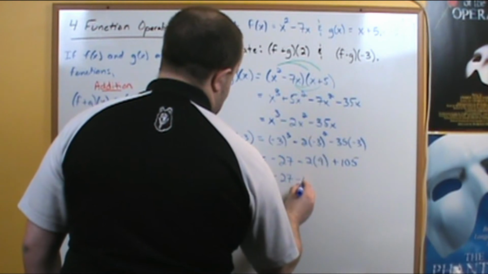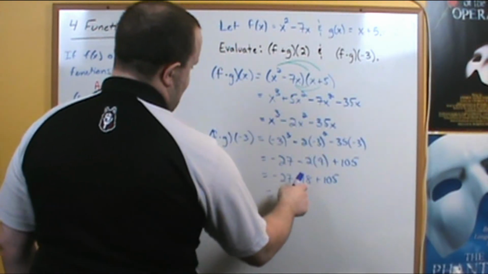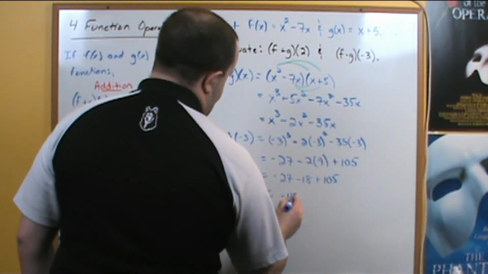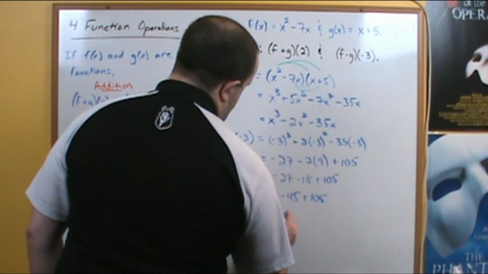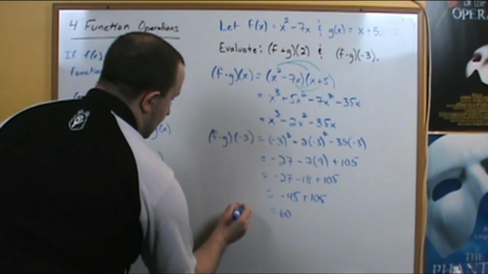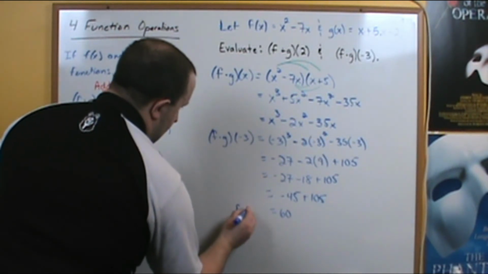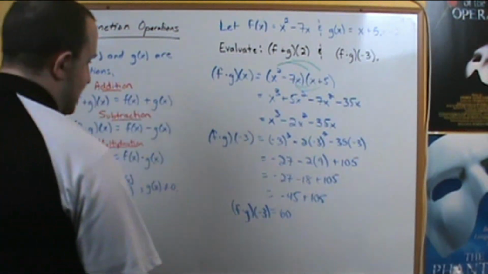Negative 2 times 9 is negative 18. Negative 27 minus 18 is going to be negative 45. Plus 105 is going to be 60. So the function f times g evaluated at negative 3 is going to be 60.